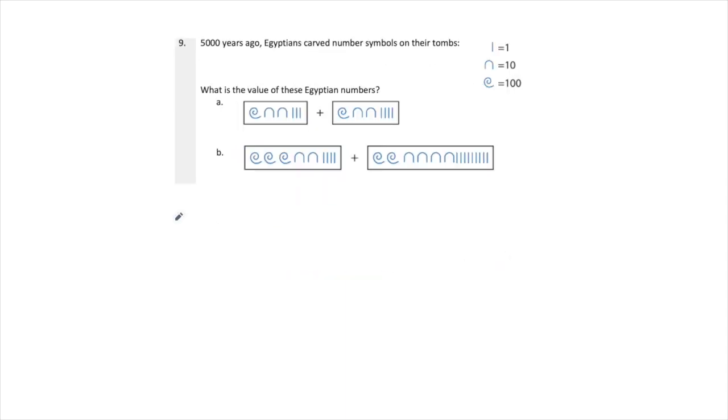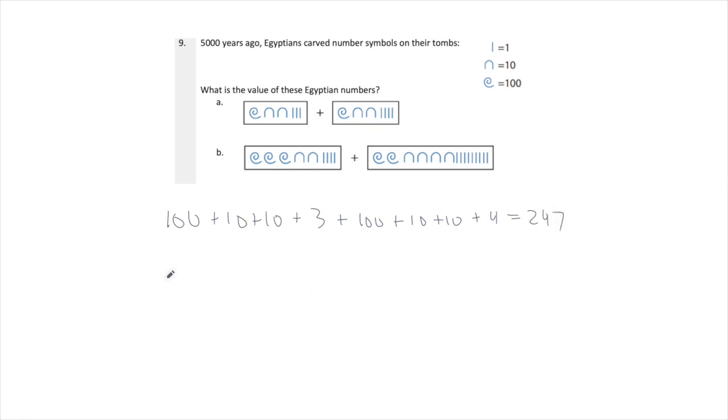For this problem, we have to find the value of the Egyptian numbers, so we can just do this by plugging in the numbers for the symbols. So for part A, we would do 100 plus 10 plus 10 plus 3 plus 100 plus 10 plus 10 plus 4, and that would give us an answer of 247.